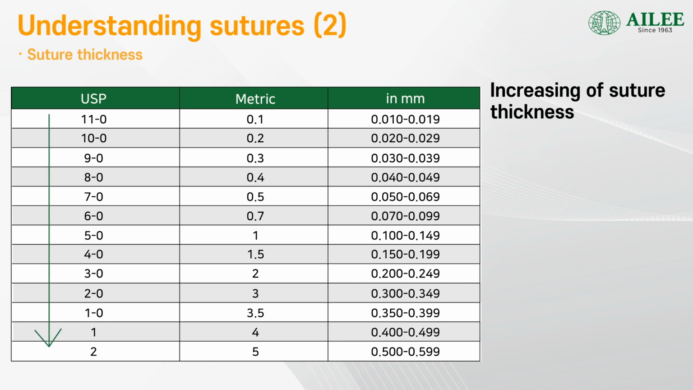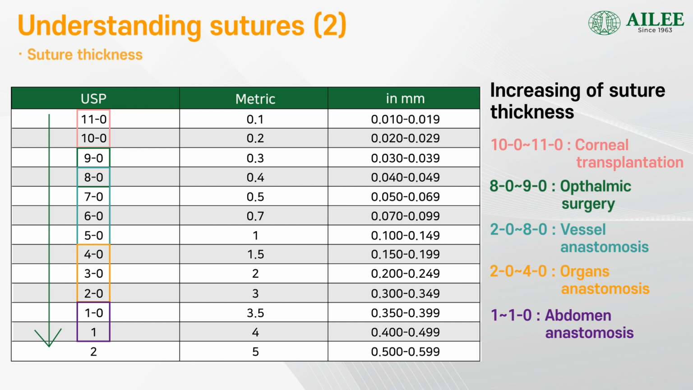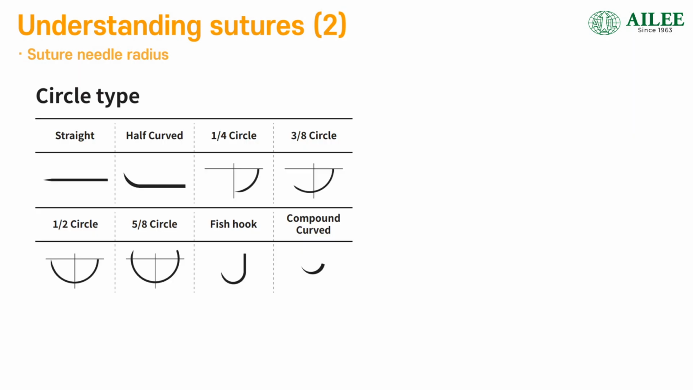to 2. Threads of thickness from 10/0 to 11/0 are mainly used for corneal transplantation, and threads of thickness from 8/0 to 9/0 are often used for ophthalmic surgery. In addition, depending on the type of the artery, 2/0 to 8/0 are used for vessel anastomosis, and threads of thickness from 2/0 to 4/0 are often used for organ anastomosis. 1/0 to 1 thick thread is mainly used to suture the abdomen, and 2 to 7/0 threads are mainly used for surgery.